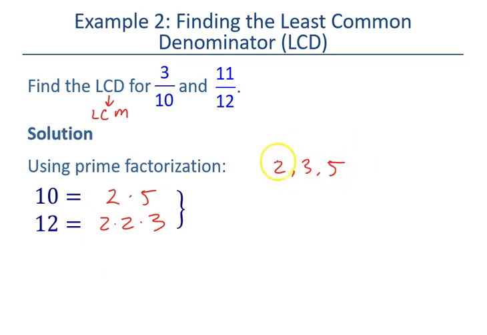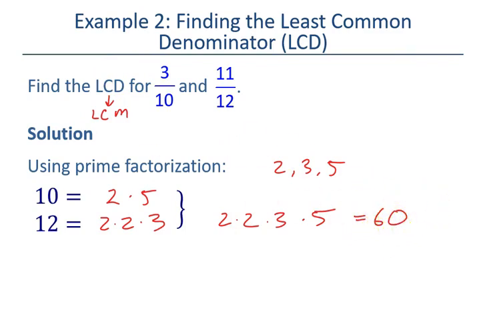How many 2's is the largest number I have? That's going to be right here, so I have 2 times 2, and then I have a 3, and then I have a 5. 2 times 2 is 4, 4 times 3 is 12, and then 5 times 12 is going to be 60. So my least common multiple, or LCD, interchangeable, is going to be 60.